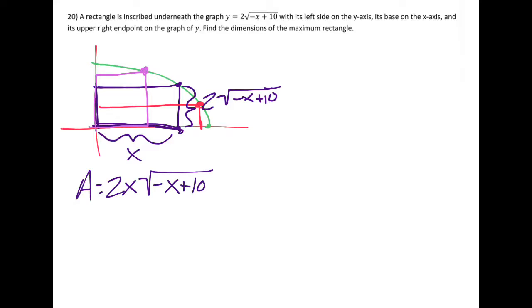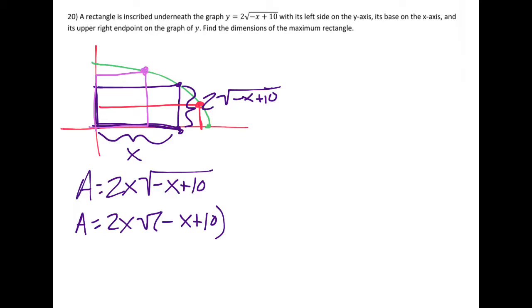Now I want to graph this equation. So enter that into your calculator. If you're on an old TI-83, type it as 2x, then do your square root. It gives you that parenthesis. Type negative x plus 10, and then close that parenthesis off, and that should get you the correct graph. But we need to find ourselves a good window.